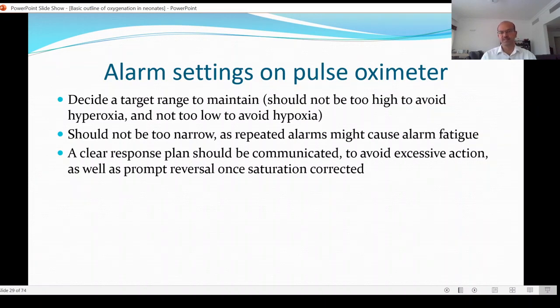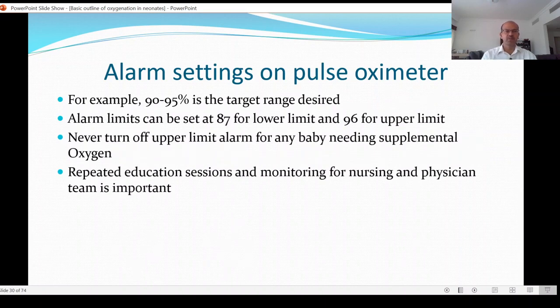So we can say that if the saturation drops below your alarm limit and stays that way for more than 1 to 2 minutes, you may change. Unless it needs more urgent intervention, you will obviously be looking at the baby as well. So for example, we aim to keep 90 to 95% as a target range. We will be discussing this in more detail in the next video as well.